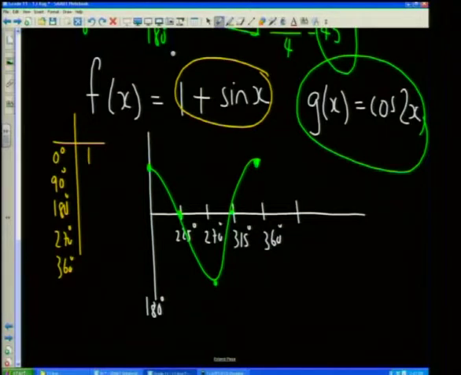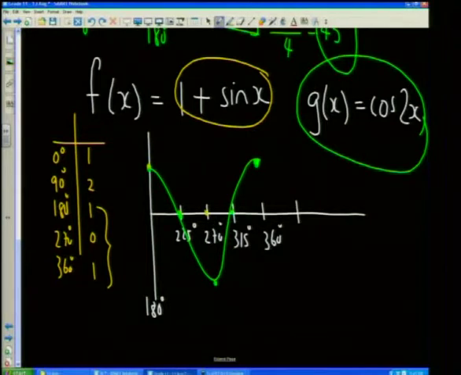So that should have been a 1. That should have been a 2. That should have been a 1. That should have been a 0. And that should have been a 1. So if we go from 180 to 360, we're going to be plotting a 1 at 180 degrees. Then we're going to be plotting a 0, and then we're going to be plotting a 1 over here, and it's then going to go up to 2, so it's coming from a 2, and it's going to go down there.